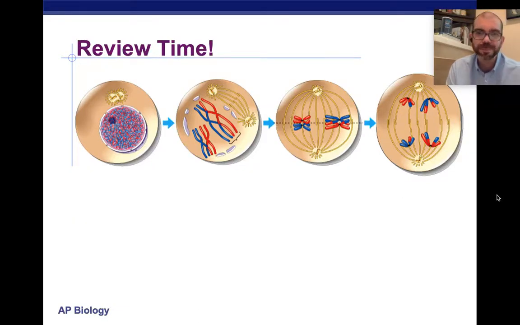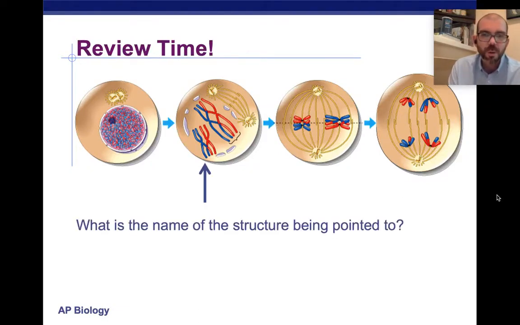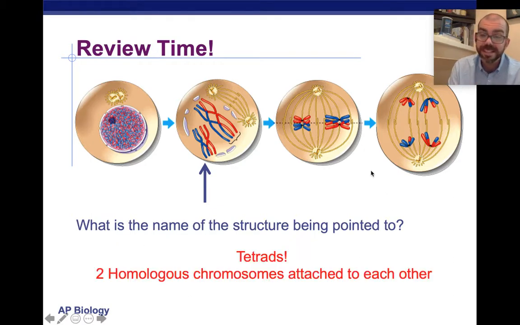Let's review. So here's a diagram. What is the name for the structure that this is pointing at? That's a tetrad. So I have two homologous chromosomes attached together.